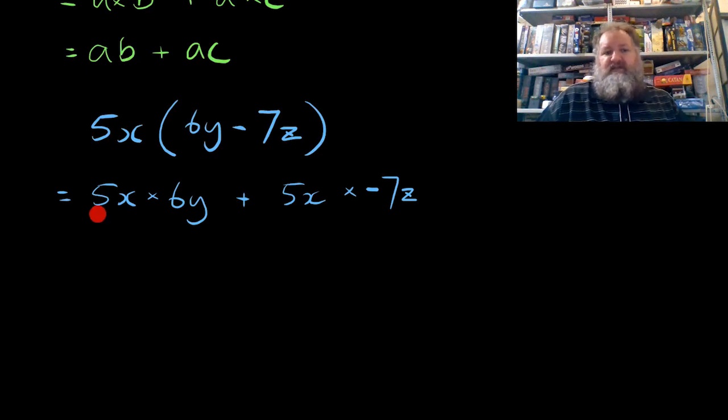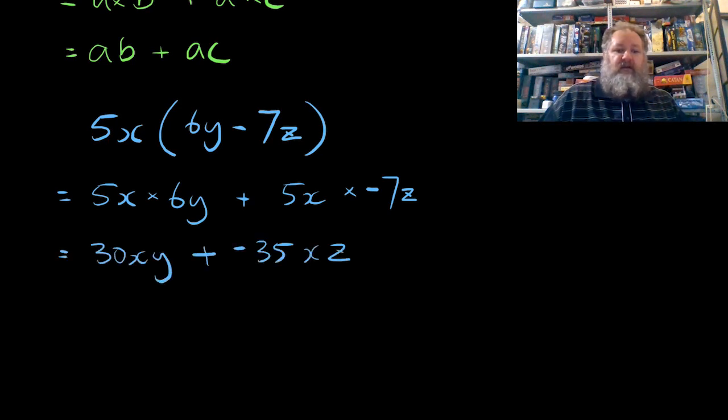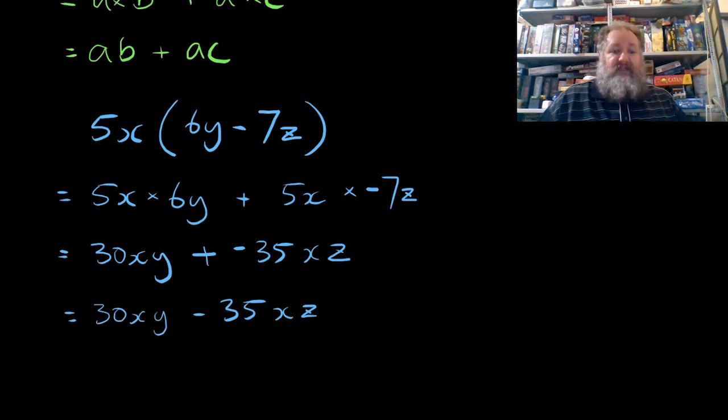So I multiply these things out. 5x times 6y plus 5x multiplied by negative 7z. When I do that, I'm going to end up with 30xy from this part over here plus negative 35xz. Now, because we've got a plus and a negative, we can just get rid of that plus sign and it will be 30xy minus 35xz.